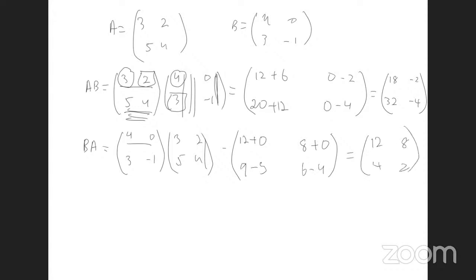What does that mean? It means that AB is not equal to BA, right? And as I told you before, matrix multiplication is not commutative. Okay? So just remember that, right? Not commutative. That's part 1. Part 2 was what?